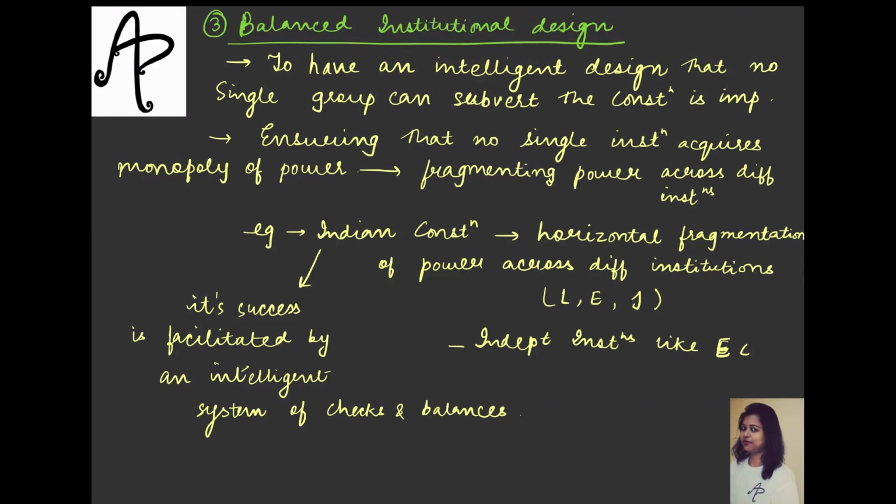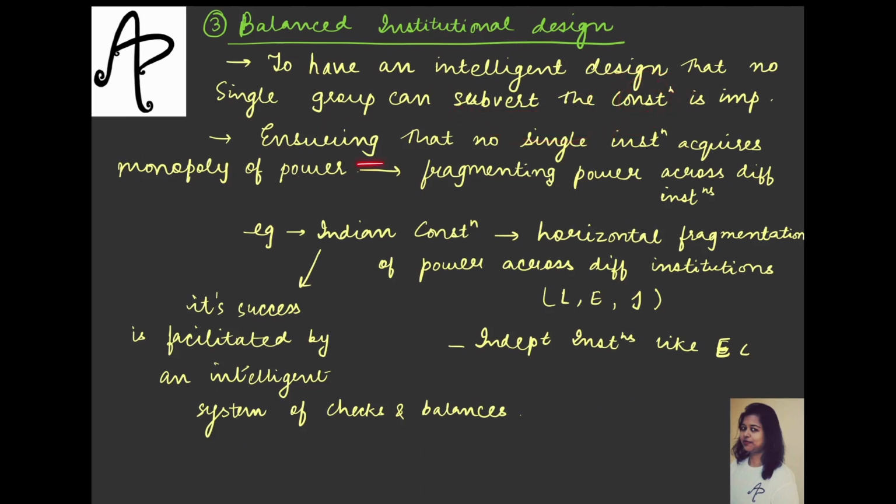Okay, now the next point, which again is a condition for understanding the effectiveness of a constitution, is balanced institutional design. Understand, whatever institutions there are in a country, they have to be designed in a very balanced manner. Why? Because intelligent design is very important here, so that no single group or single institution can subvert the constitution. It should not bring the constitution under itself. This has to be kept in careful view.